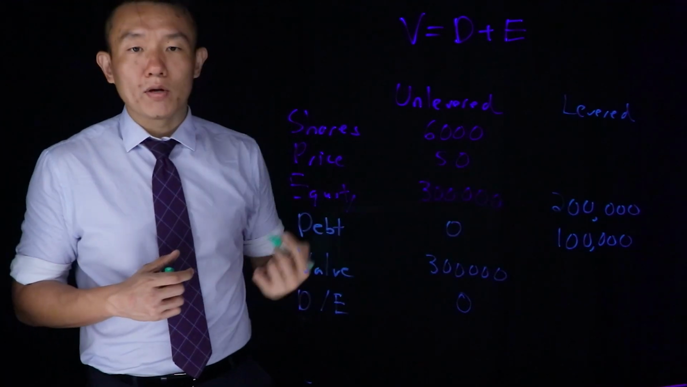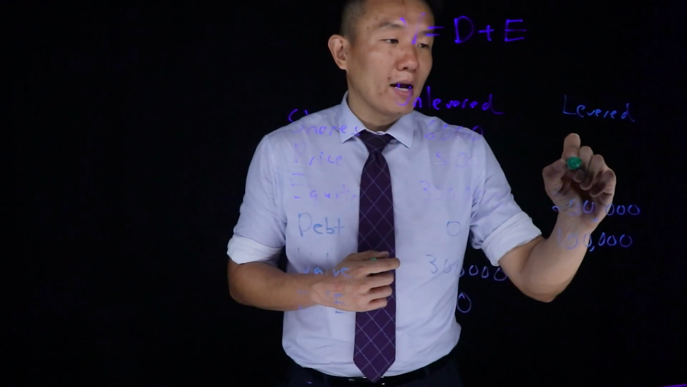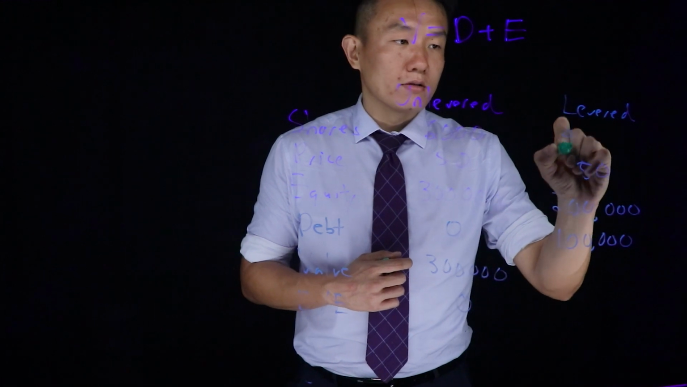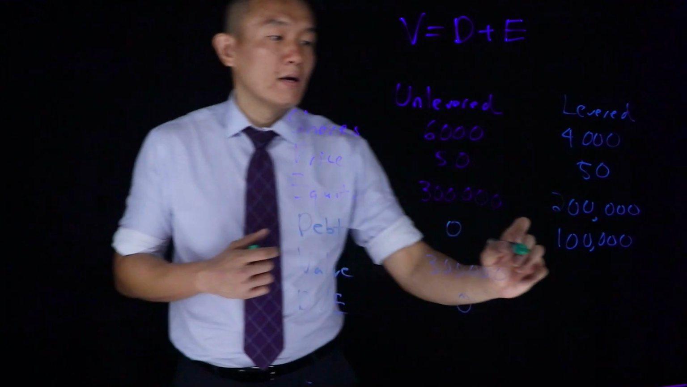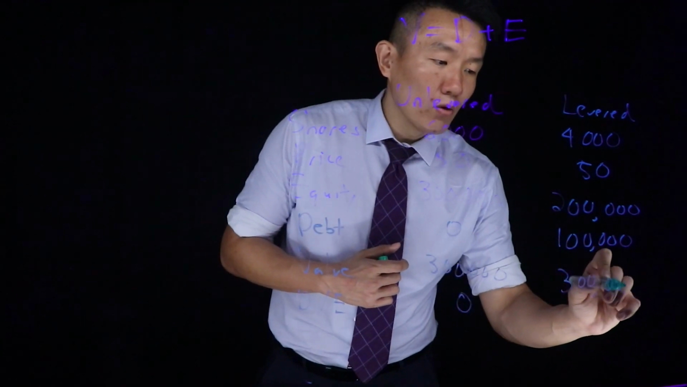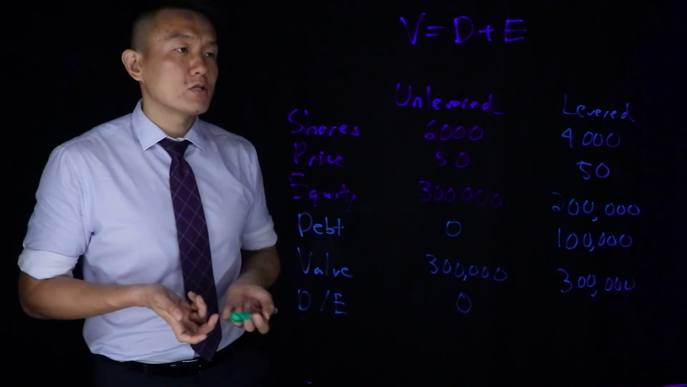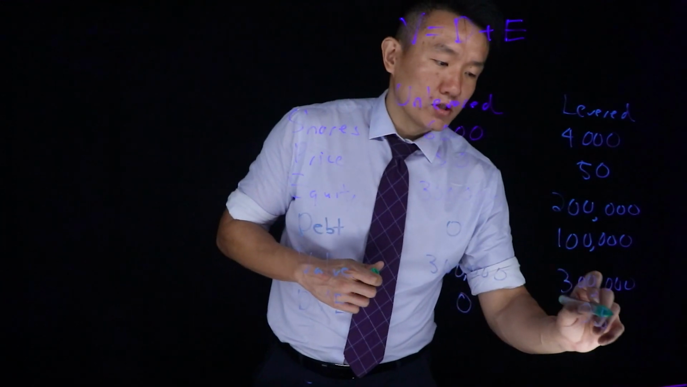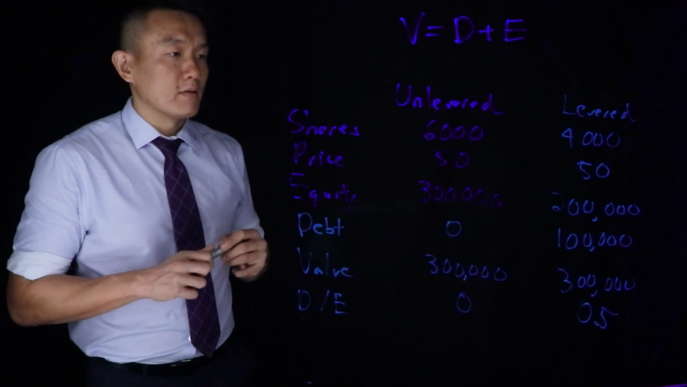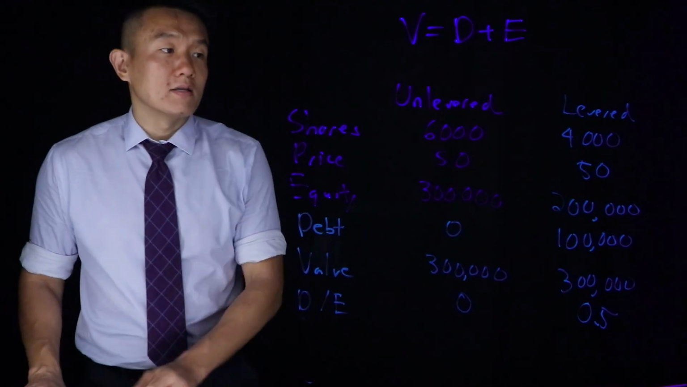And so how many shares would it be able to buy back with $100,000? It would be able to buy back 2,000 shares. So there would be 4,000 shares outstanding. But the firm value, the total value of the firm, would not be affected by this change in capital structure. The debt to equity ratio would just change because now there is 100,000 in debt and 200,000 in equity. So we have a debt to equity ratio of 0.5.